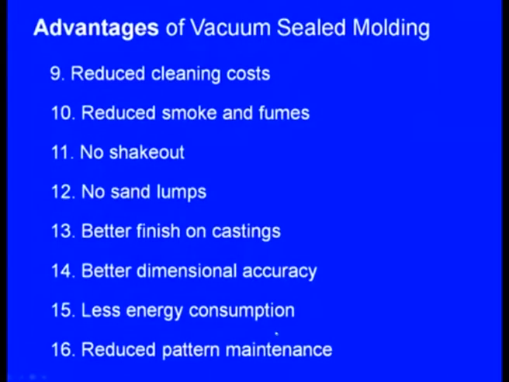Next one, reduced pattern maintenance. In the case of the green sand molding, the pattern will be kept inside the molding box and sand will be compacted. Because of that, the pattern will undergo wear, or sometimes it will be damaged and has to be repaired, or it must be replaced. In the case of the vacuum sealed molding, the pattern's life will be much longer, because we are not compacting the sand, we are not applying any mechanical force. That is how the life of the pattern will be longer compared to the green sand molding.